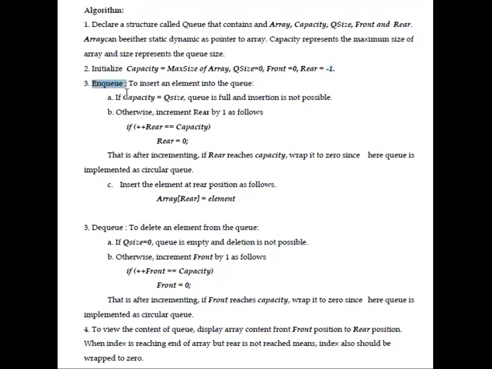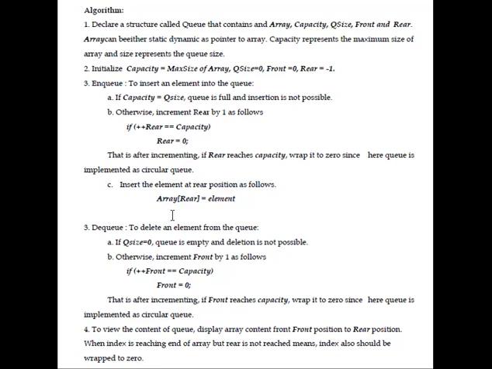Then the functions are performed. One function is the enqueue operation, another is the dequeue operation, and a view statement. For the enqueue function, we want to add an element into the queue. So we check the capacity, whether the queue is full or not. Otherwise, we insert elements one by one using the statement array of rear equal to element. So each element is assigned to the rear of the queue.